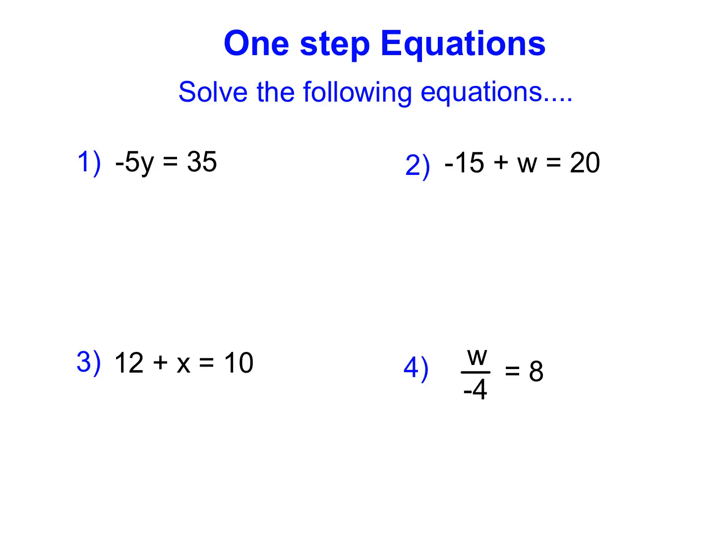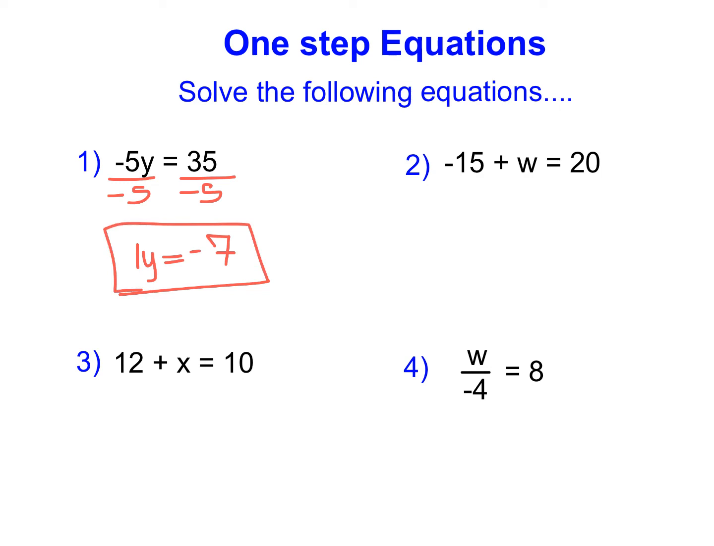All right, so here we're just going to use the strategies we talked about on the last few slides to solve these 5 equations for their missing variable value. So in problem number 1, what I notice is that I'm multiplying y by a negative 5. My way of undoing multiplication is to divide. So we're going to divide both sides by a negative 5. Negative 5 over negative 5 leaves me with 1y. 35 divided by negative 5 leaves me with negative 7. So I know that my y value is equal to negative 7.